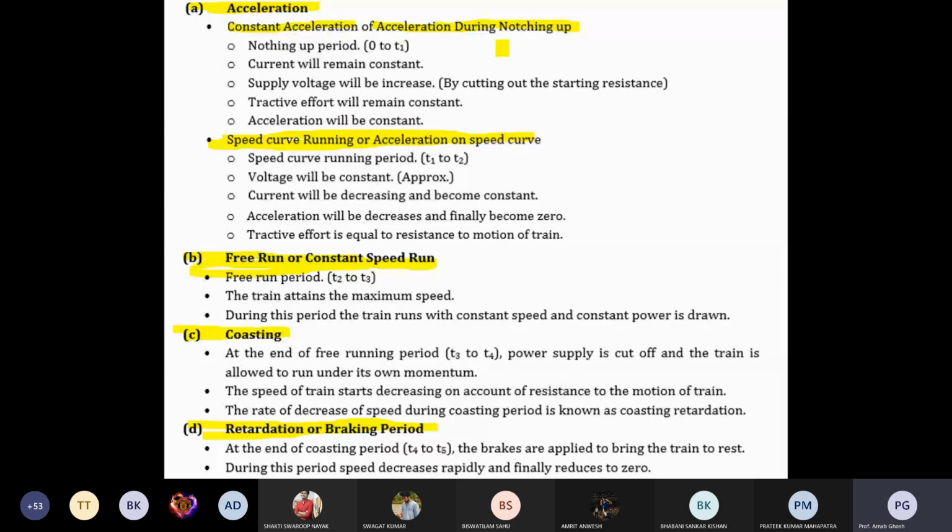Okay, so that notching up period is 0 to t1. Okay, maximum voltage change you can do from this period. The current will remain constant. Okay, supply voltage will be increased by cutting out the starting resistance.